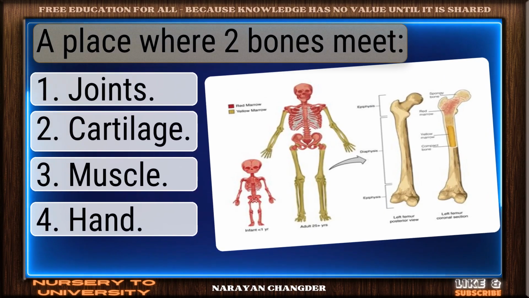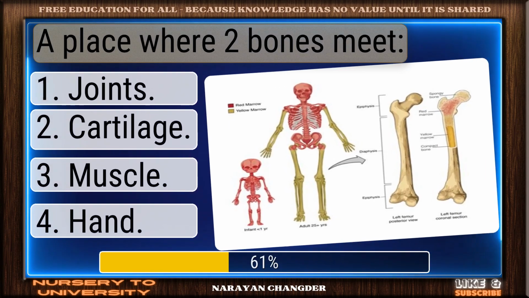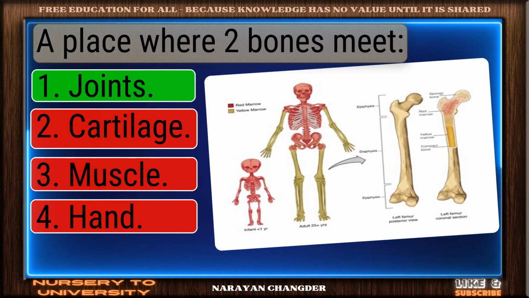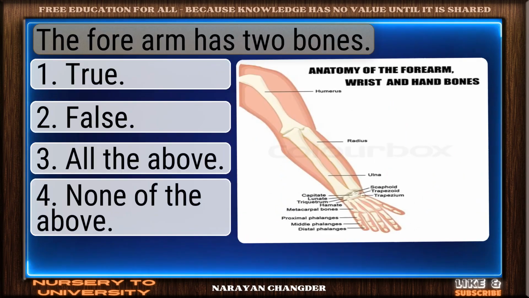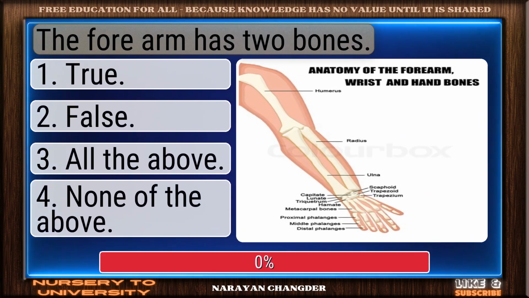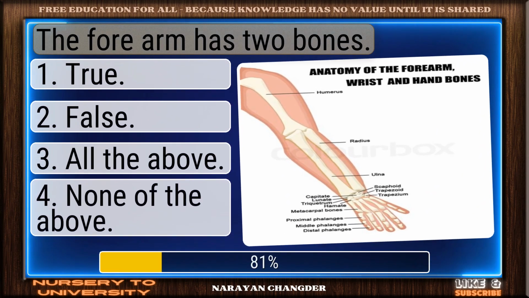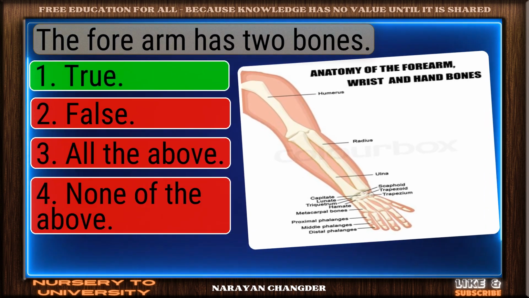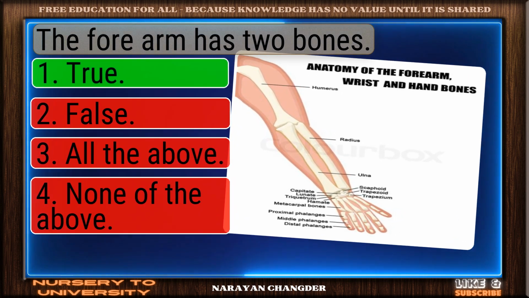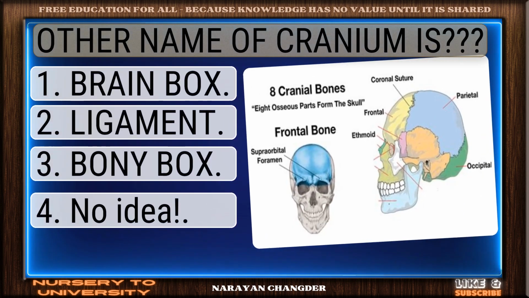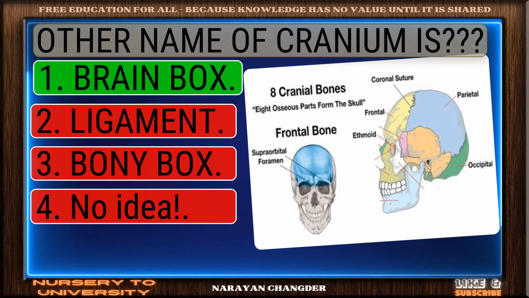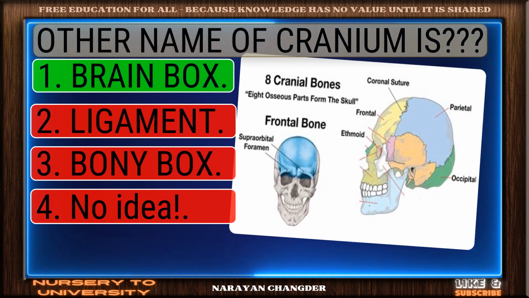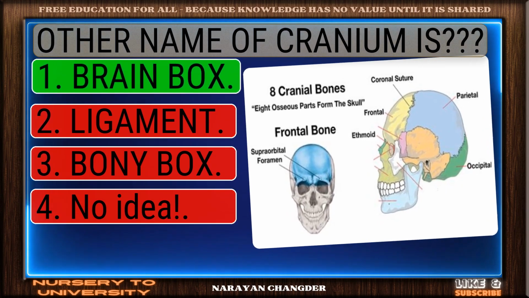A place where two bones meet. Sharp thinking. Joints is the right choice. The forearm has two bones. Well picked. True is the correct answer. Other name of cranium is. Nice selection. Brain box is the correct and valid answer.